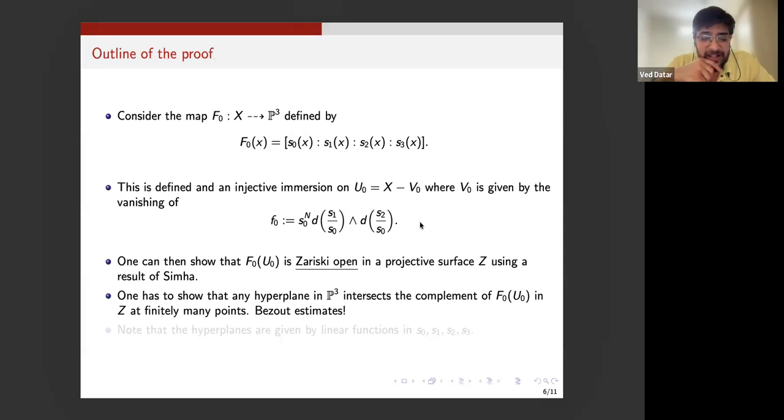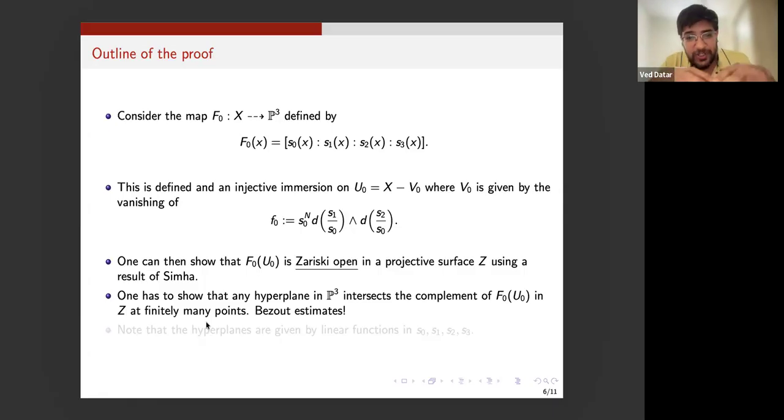Okay, so Simha's characterization basically works this way: one has to show that if you take any hyperplane in P3, then that intersects the complement of F naught of U naught in Z at finitely many points. So if for each hyperplane it intersects the complement in finitely many points, the complement has to be an algebraic set. Okay, so again, this involves trying to estimate some intersection numbers, and so again, this involves Bezout estimates. So this will again be a consequence of our Bezout estimates.